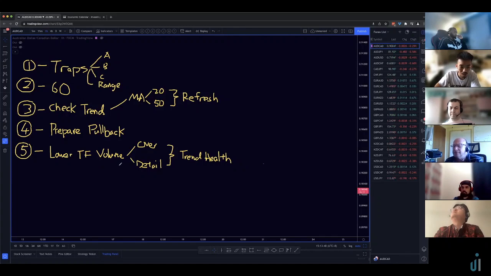Yep. Also that would be done on the 60 minutes. It's very, very important, guys. I would say the checking volume part, we have to do it twice. Once on the lower time frame, once on the higher time frame. Higher time frame comes right here.